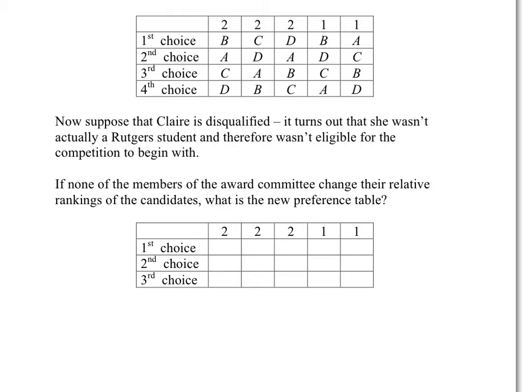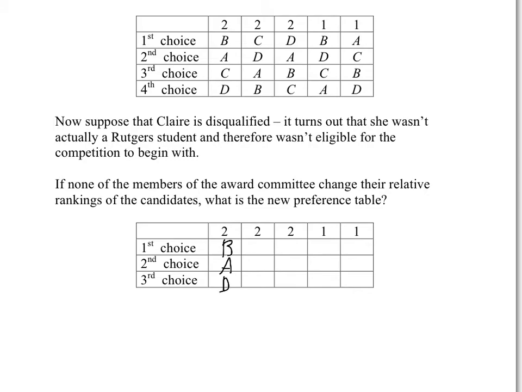But the preference ballots contain all the information we need to write what the new preference table will be in light of Claire's disqualification. So these 2 voters, for example, still have the same relative rankings of their candidates. All that's happened is that Claire has been dismissed, so Bob is still the first choice, Anne is still the second choice, but Dave is now the third choice.